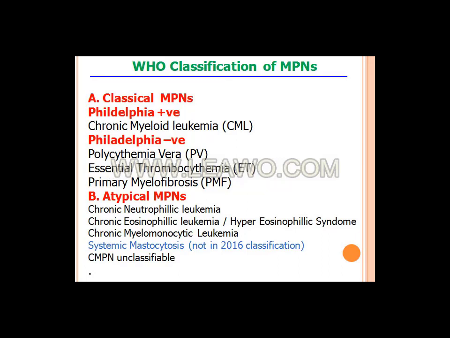and primary myelofibrosis. The atypical myeloproliferative neoplasms include chronic neutrophilic leukemia, chronic eosinophilic leukemia, hypereosinophilic syndrome, chronic myelomonocytic leukemia, systemic mastocytosis, and chronic myeloproliferative neoplasms, unclassifiable. In 2016, systemic mastocytosis is no longer considered a myeloproliferative neoplasm.